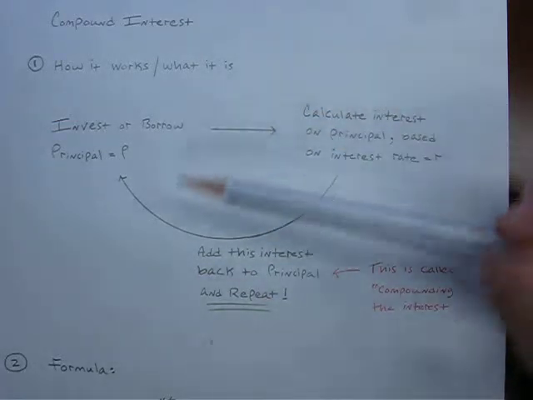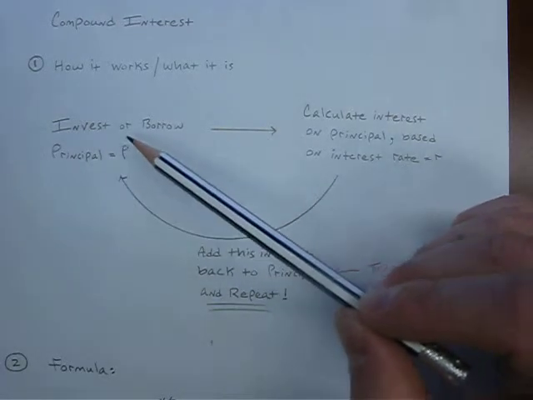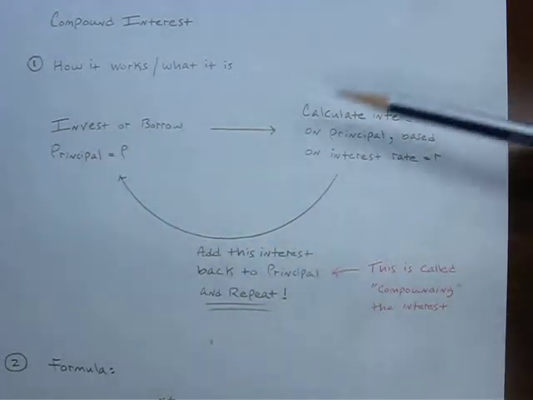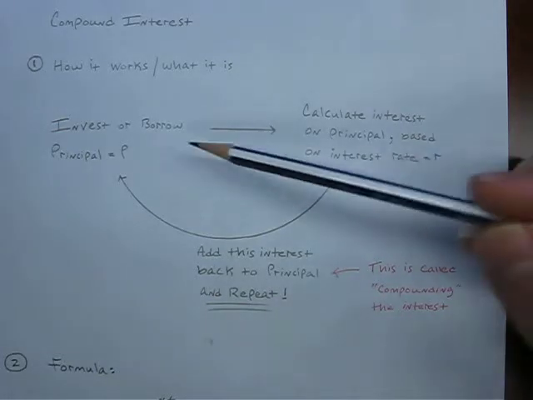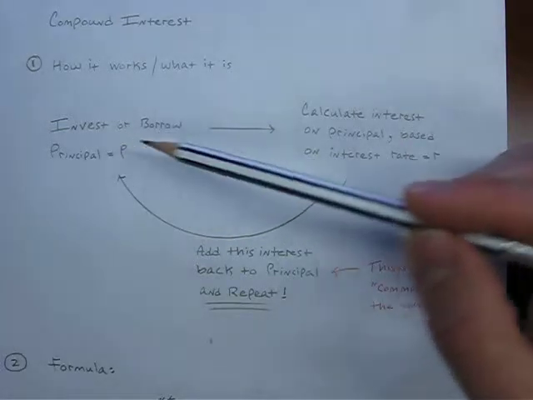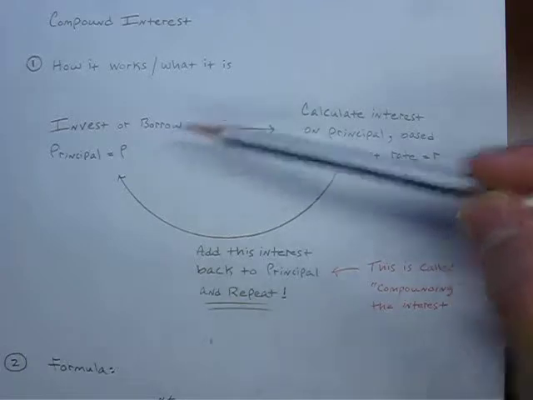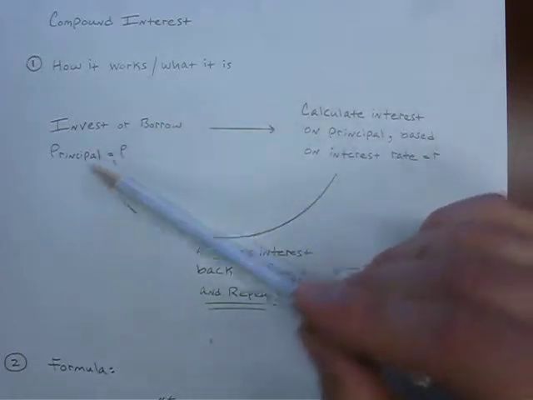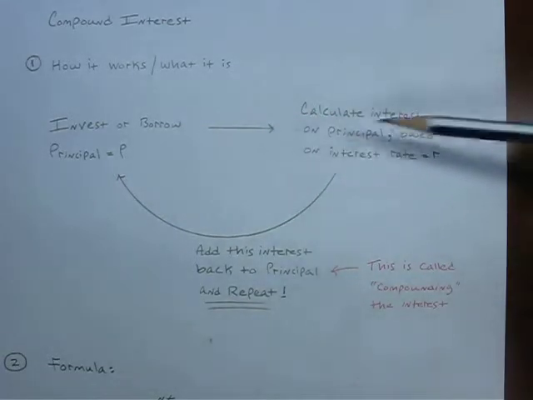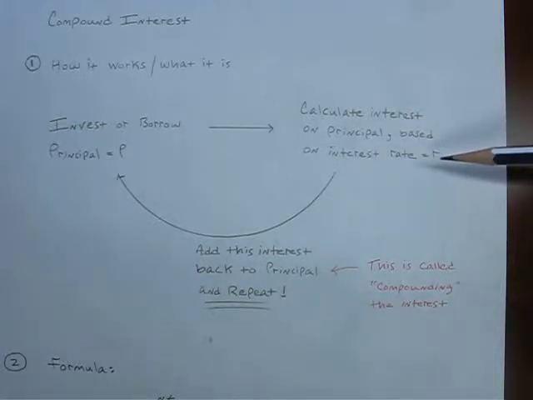Say you invest or borrow some initial amount of money, and we'll call it P. If you invest money, it hopefully would earn some interest. Or if you borrow money, you're going to owe some interest. Either way, there's interest involved. So, say you invest or borrow some principal amount P. Then from there, we'll calculate interest on that principal, based on an interest rate.